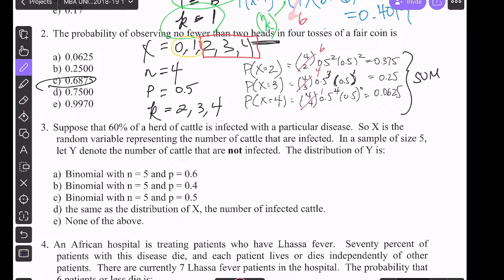Suppose that 60% of a herd of cattle is infected with a disease. So we define X as the variable representing the number of cattle that are infected. In a sample of size 5, Y denotes the number of cattle not infected. That's the success there. So not infected, if infected is 60%, means 40%, right? With N equals 5.